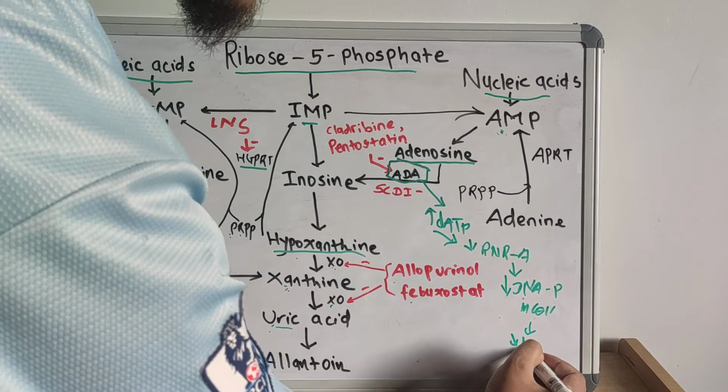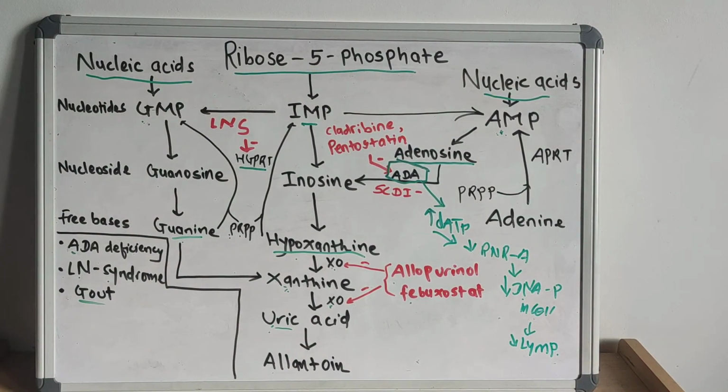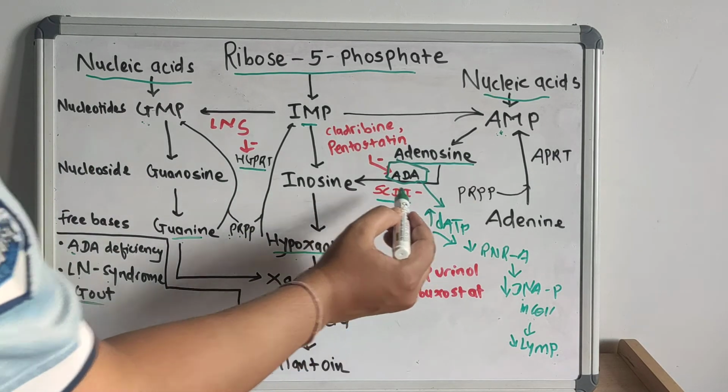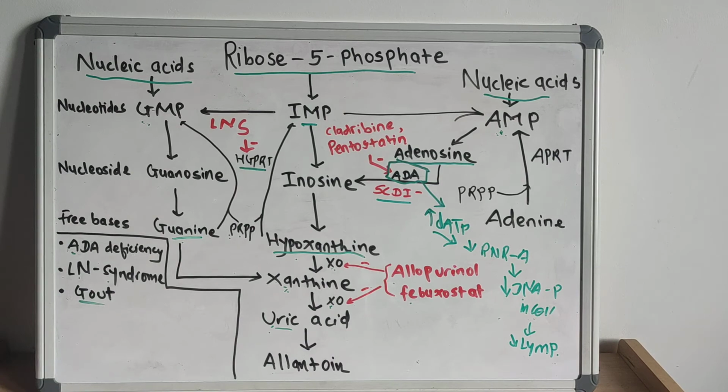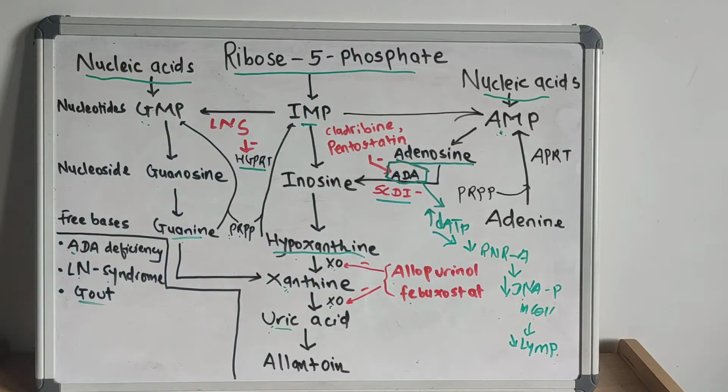There is a decrease in lymphocytes. So the condition is called SCID. The SCID is severe combined immunodeficiency. Here there occurs T and B cell dysfunction. The severe combined immunodeficiency is an autosomal recessive disorder in which there is a deficiency of the enzyme adenosine deaminase.